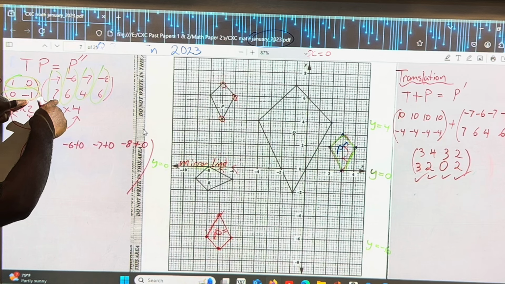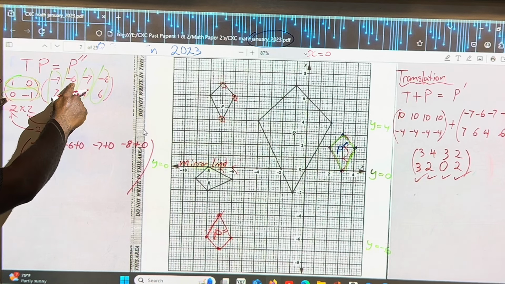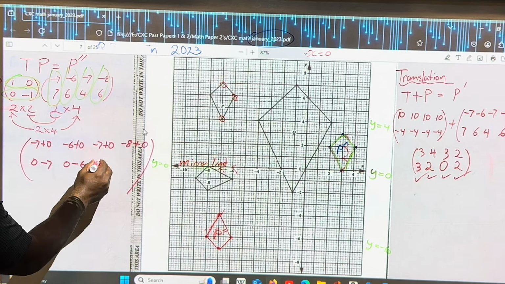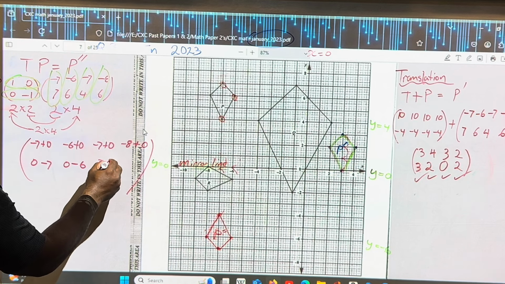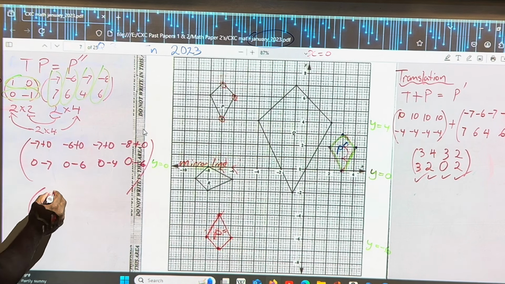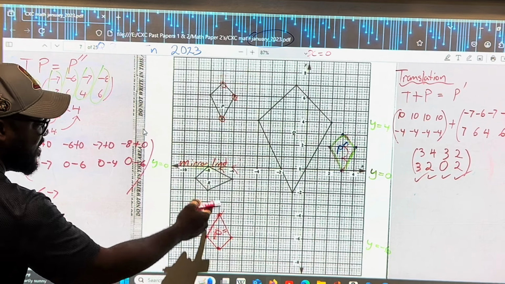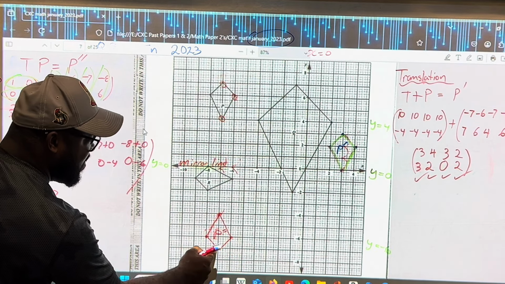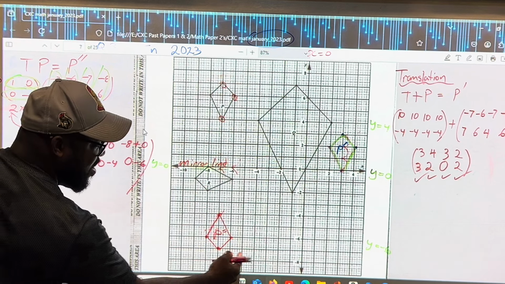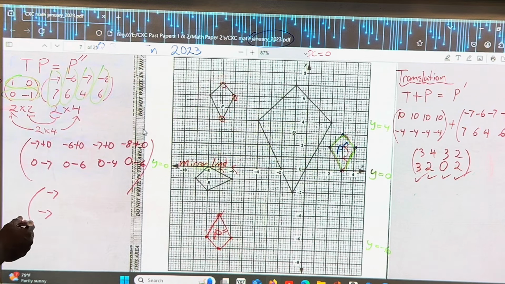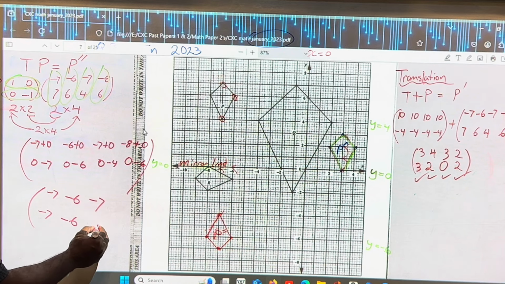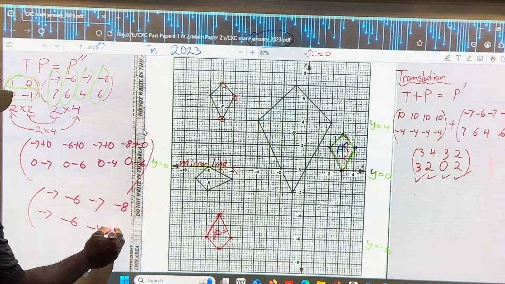0, negative 7. Nice. 0, good. So continue. 0, negative 4, 0 and let's see what we get now. Negative 7, negative 7. Okay? It's negative 6, negative 6, negative 7, negative 4, negative 8, negative 6.